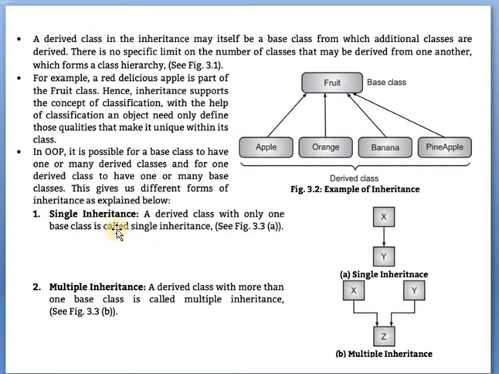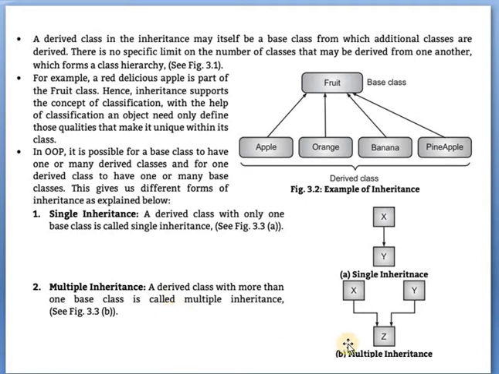The first is single inheritance. See here the diagram of single inheritance. It is very easy to get what single inheritance is from this diagram, because here X and Y are the two classes. X is a base class, Y is a derived class. So when a derived class, Y, has only one base class, that is X, then it is known as single inheritance, because a single class is inherited from the base class X.